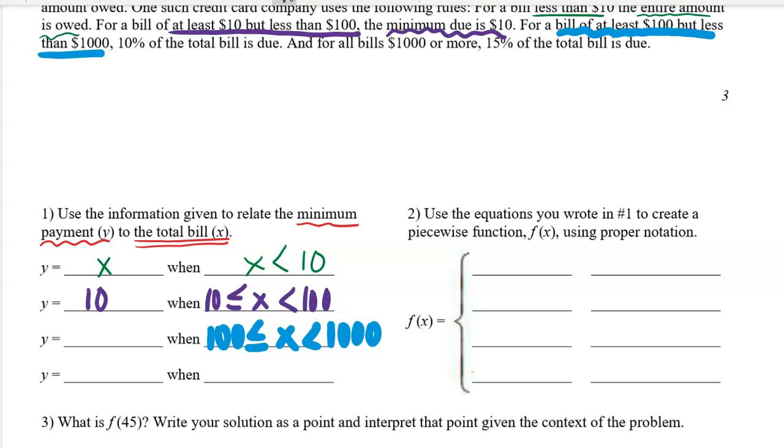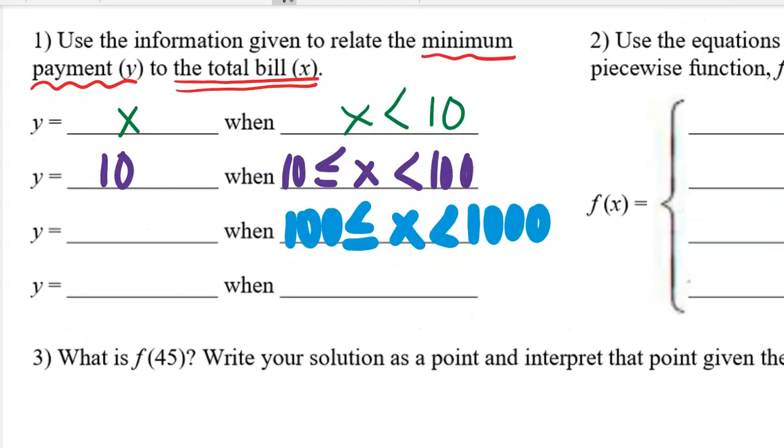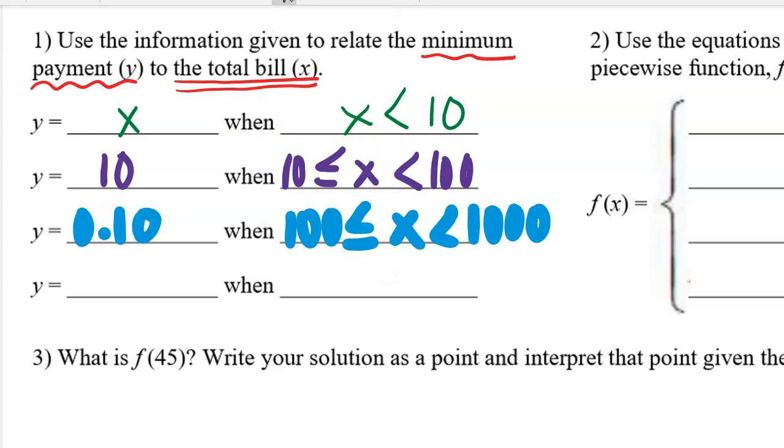What is due? 10%. And 10%, how do we write that in decimals? 0.1. Let me make the 0.10 of X. Okay, so whatever X is, it's 10% of X. So you can write 0.10, you can write 0.1, all of that's the same.